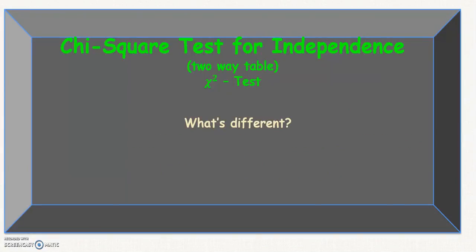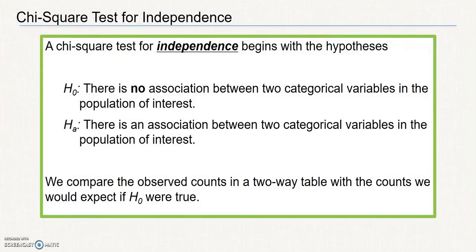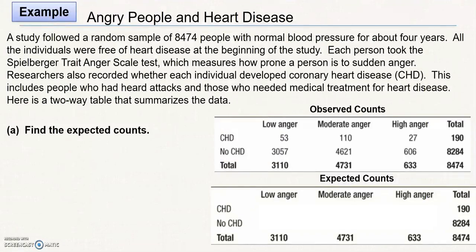So what's different? The hypotheses. Technically, the way we would calculate the expected values is a little bit different. It's based upon conditional probabilities, but it actually ends up working out to be the same way. So here are your basic rules for your null and alternative hypotheses. So let's look at an example. Pause and take a moment to read.